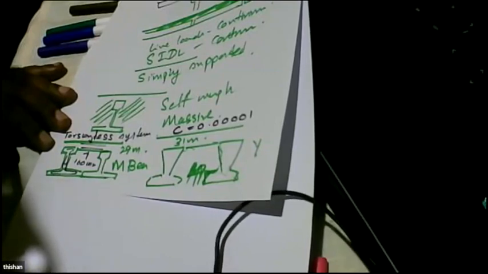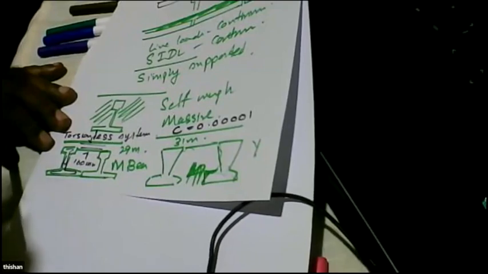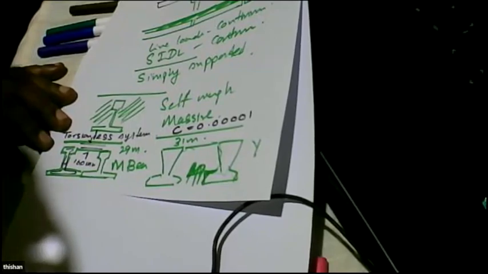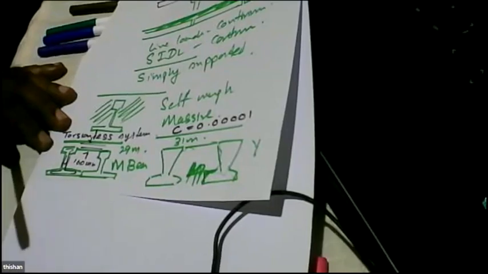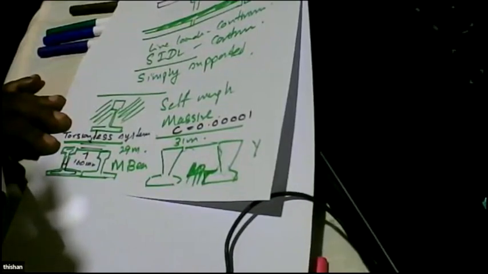In right bridges, right bridge means the bridge is at 90 degrees to the abutment. The torsion is not a major problem. Whereas when you go for a skew bridge, that means the supports are not perpendicular to the direction of travel. They are at an angle. Then of course, that's a good question, good comment.